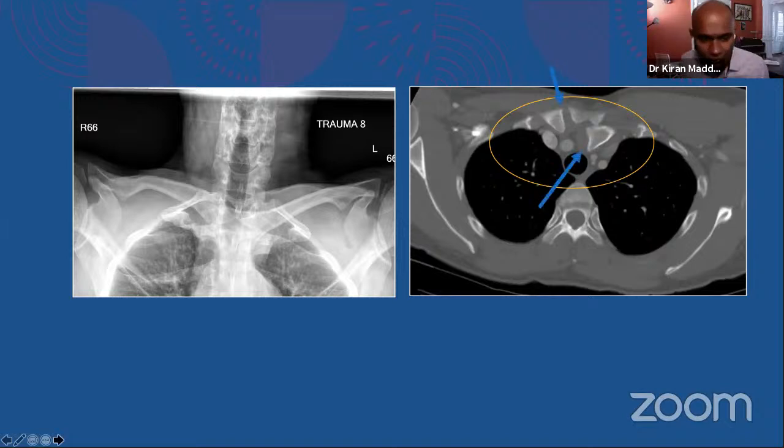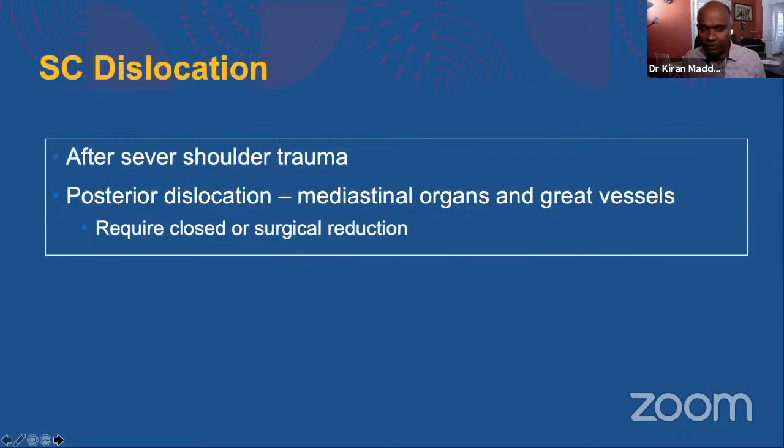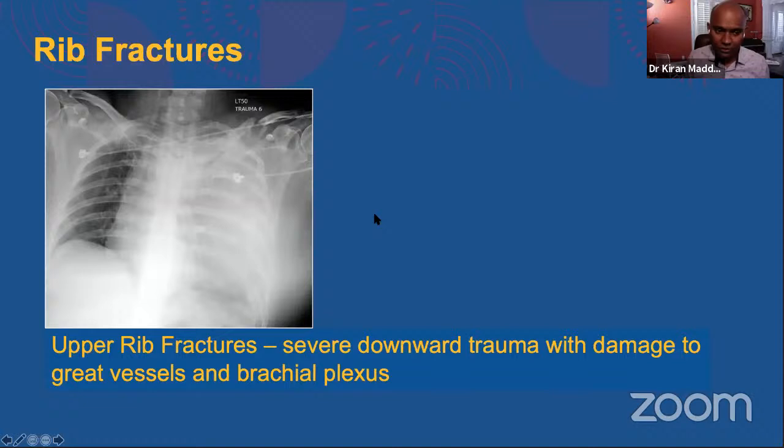So this is just trying to tell you that because of the vascular structures, you have to be very careful about posterior sternoclavicular dislocations. It usually follows a severe shoulder trauma. With a posterior dislocation, the mediastinal organs and great vessels are there, so always they have their own clinical implications. It requires a closed or a surgical reduction.